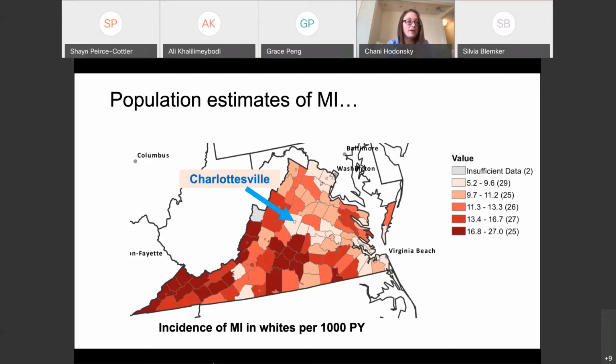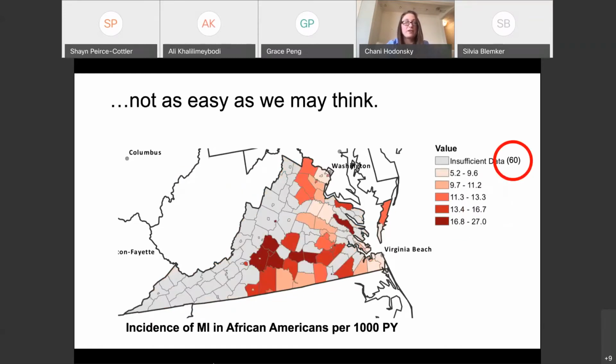Now, when you start to look at race or ethnicity groups that represent a lower overall proportion of the population, incidence can become more difficult to measure accurately, as you need a sufficiently sized denominator or at-risk population to estimate this number precisely. In this chart, we see the same measure as the previous slide, now being reported for African Americans, demonstrating insufficient data for MI incidence or heart attacks in self-reported Blacks or African Americans for not only my city, but 60 other cities or counties in the state of Virginia.